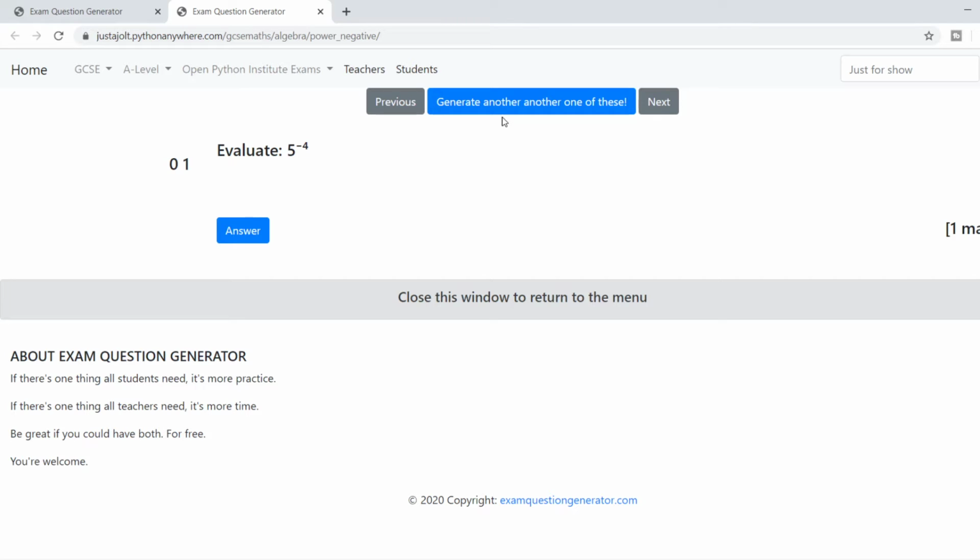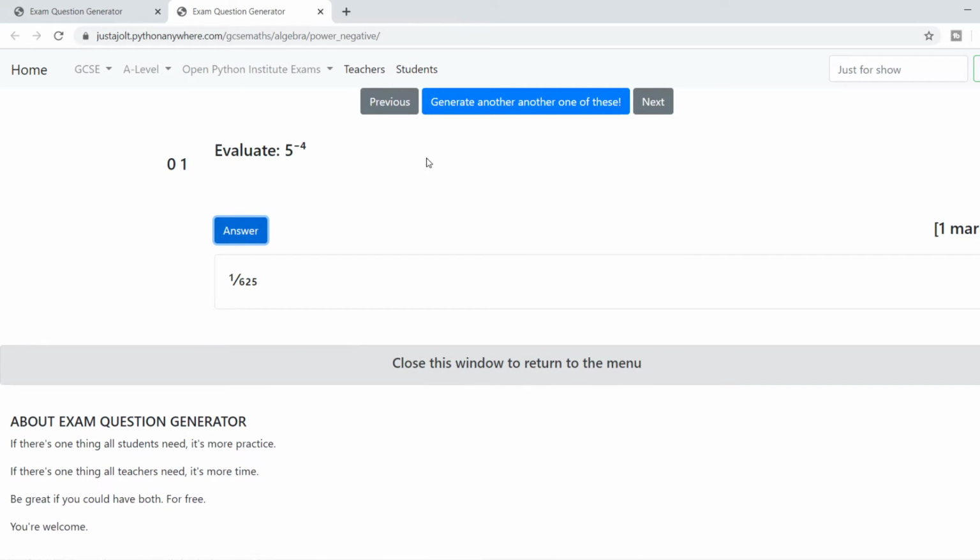What you're going to be doing is effectively turning what you've got into a fraction. So there's your answer there. And how on earth did we reach that?